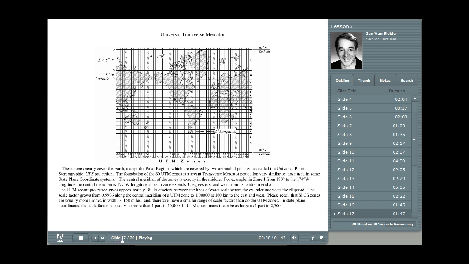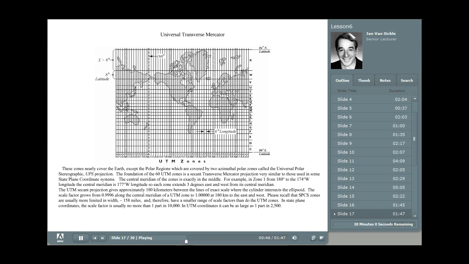These zones nearly cover the Earth, as I said, except for the polar regions, which are covered by the Universal Polar Stereographic, or UPS, projection. Now, of course, UTM is founded on a secant transverse Mercator projection, and it's similar to those used in state plane coordinate systems. The central meridian of the zone is exactly in the middle of this 6 degrees, so it would be 3 degrees on each side. For example, that zone I mentioned, 180 to 174 west, the central meridian would be 177 degrees west longitude.